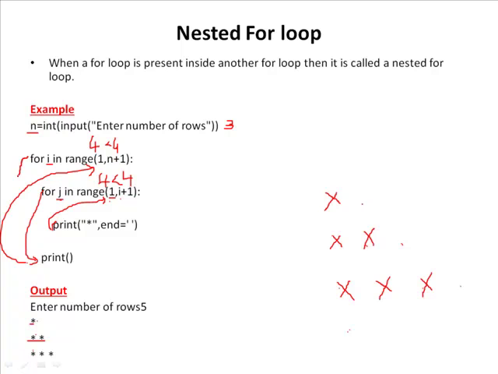So the control will exit from the for loop, and if there is any statement outside of the for loop, then it executes that statement. There is no statement in this example, so it just stops the iteration. So this will be the output. First row, first column. Second row, 2 columns. Third row, 3 columns.